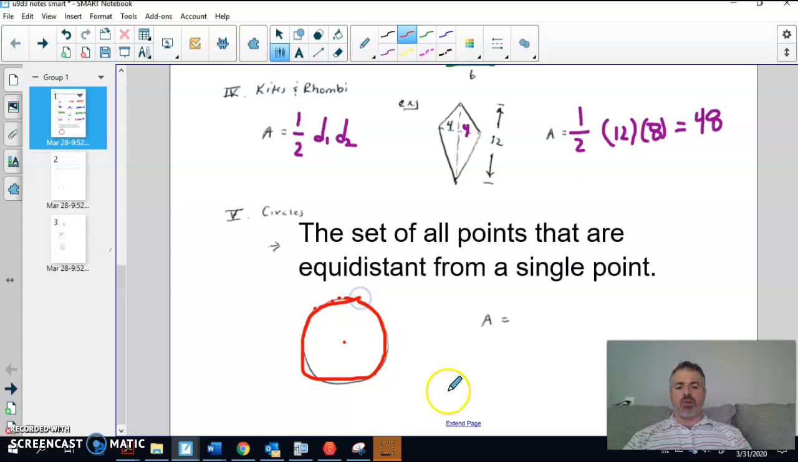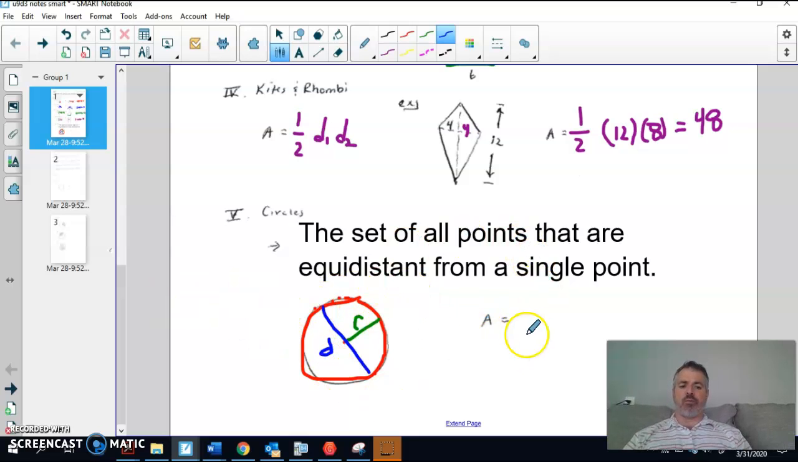Now that distance we're talking about is this distance here. Do you guys know what that's called? That is called a radius, that distance. So you've seen that before. And then remember, if you put two radii together, you end up with this line here. That's called a diameter. And we can kind of use that.